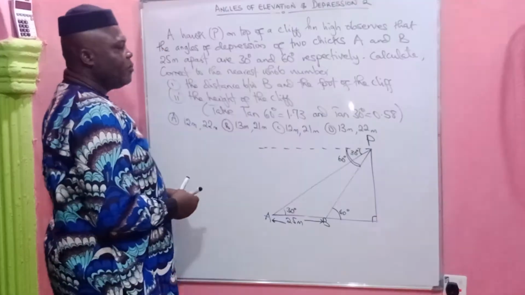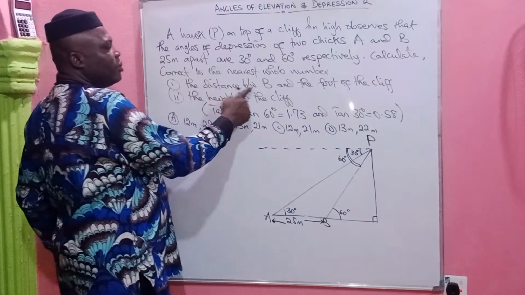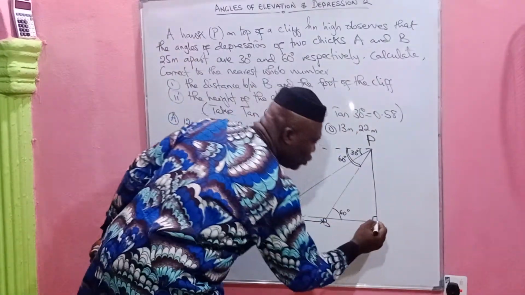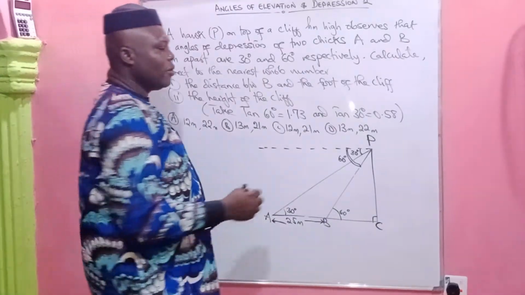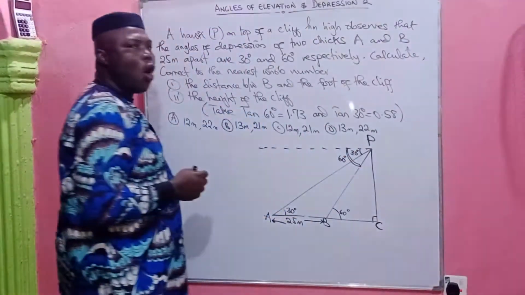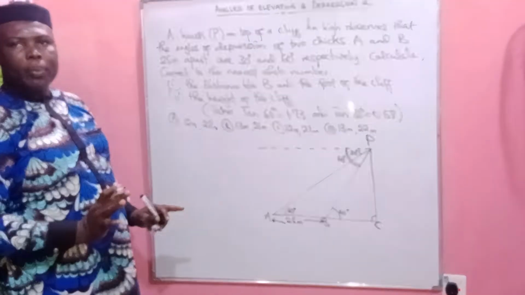All right, so we've been told that we should calculate, correct to the nearest meter, the distance between B and the foot of the cliff. So here is the cliff. So that's the foot of the cliff. And of course, this is where the hawk is. A hawk P, that's where the hawk is. So it's a simple problem here.